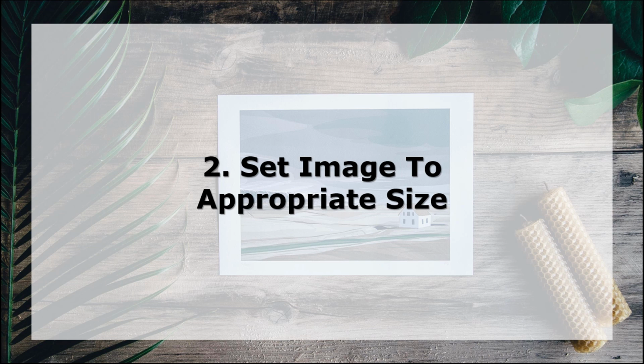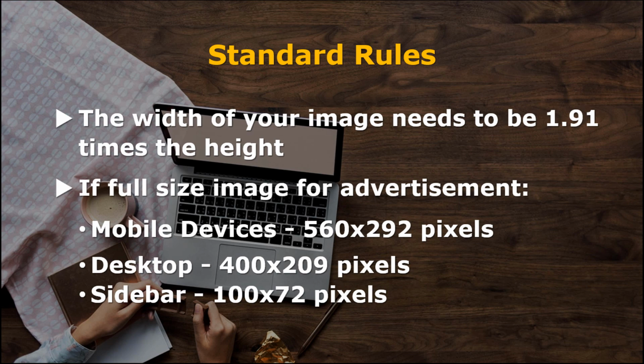This brings us to our second step, which is your advertisement size. Always remember that your audiences are moving from one device to another. Hence, it's important to adjust your image's size to fit the needs of your audiences and the different devices that they're using. Here are the standard rules that you want to apply for your images across devices. Always remember that the width of your image needs to be 1.91 times the height. If you want a full-size image on your advertisement, then 560 by 229 pixels on mobile devices, 400 by 209 pixels on desktops, 100 by 72 pixels on sidebar.